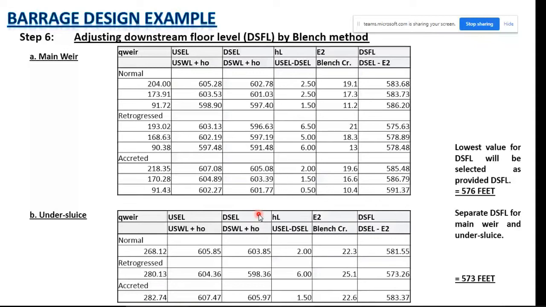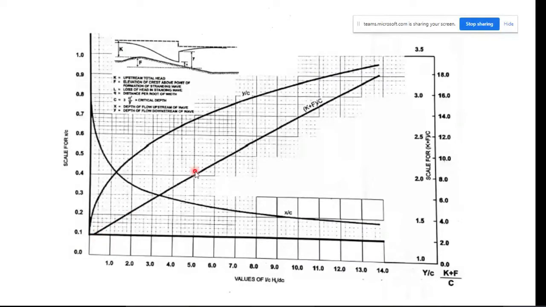On these curves, from this curve we'll be using the K plus F over C line and the horizontal axis of L over C, where L is denoting head losses and C is denoting critical depth. Now I'll calculate. We have calculated a value of head loss and C is critical depth. From this ratio of head loss over critical depth, a value of K plus F over C can be seen from these curves.